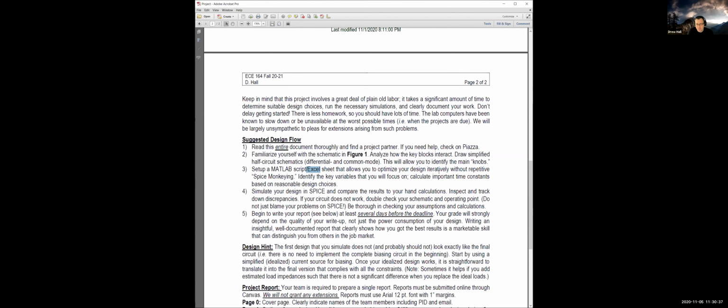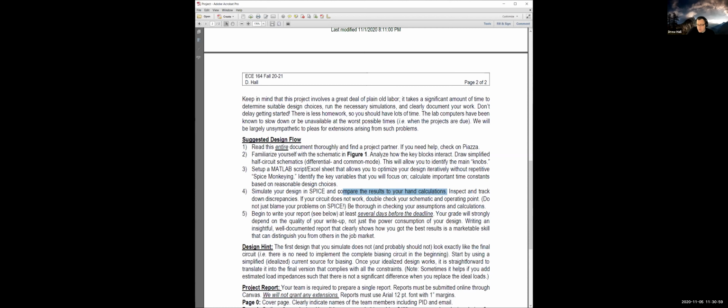It's much, much, much faster for MATLAB to calculate all of these things than to go run a simulation. You'll use the simulation to verify your results, and you need to identify any kind of discrepancies. That's what I mean here: we're going to simulate in SPICE, and you're going to come back and compare the results to your hand calculation.